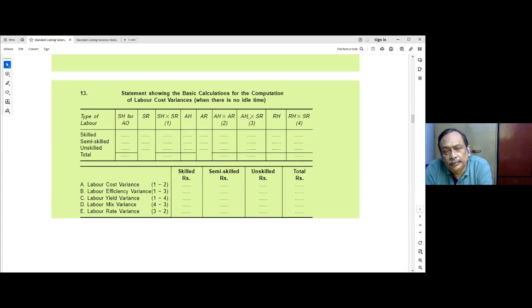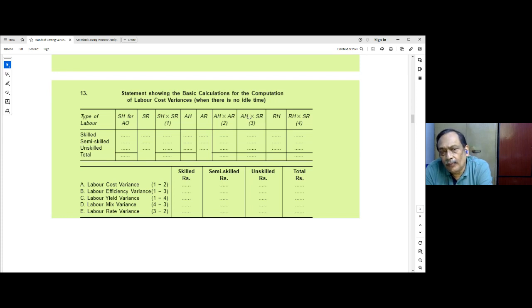First, we are having a column that is type of labor, and under type of labor, there are three types of laborers, assuming skilled, semi-skilled, and unskilled, then total. Then in the second column, we are going to write SH for AO, means standard hours for actual output. Then our third column is standard rate. Next column is standard hours for actual output into standard rate. That we have to consider as 1.